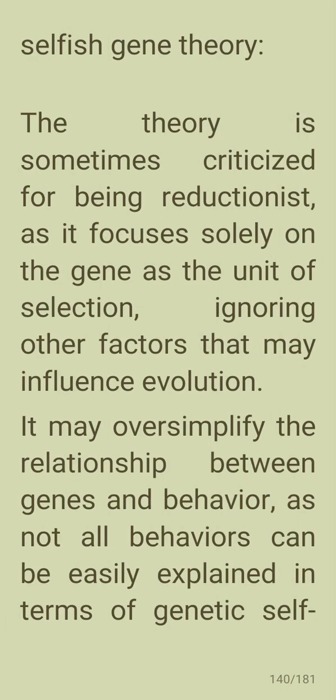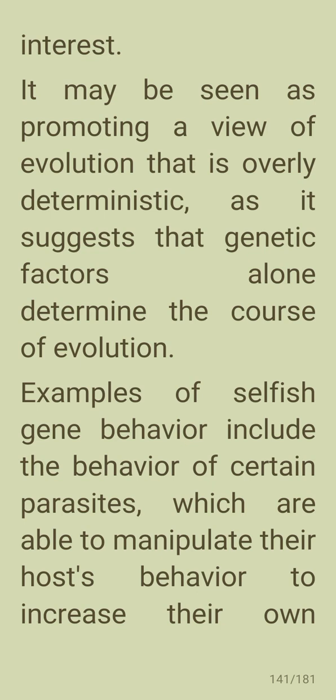Disadvantages of the selfish gene theory. The theory is sometimes criticized as being reductionist, as it focuses only on the gene as a unit of selection, ignoring other factors that may influence evolution. It may oversimplify the relationship between genes and behavior, as not all behaviors can be easily explained in terms of genetic self interest. It may be seen as promoting a view of evolution that is overly deterministic, as it suggests that genetic factors alone determine the course of evolution.